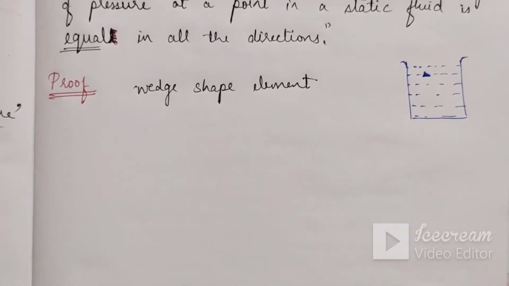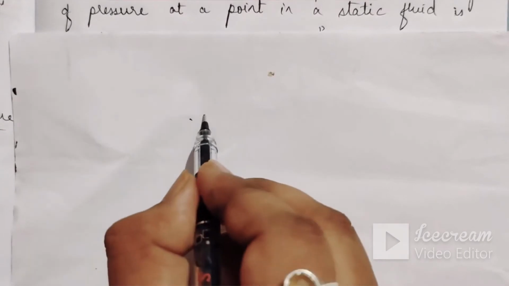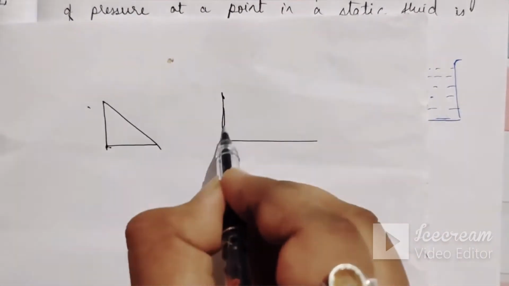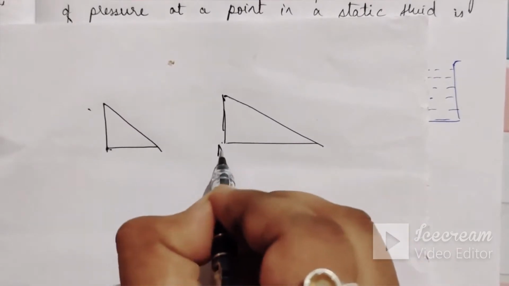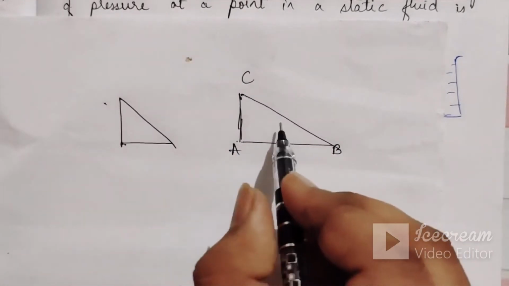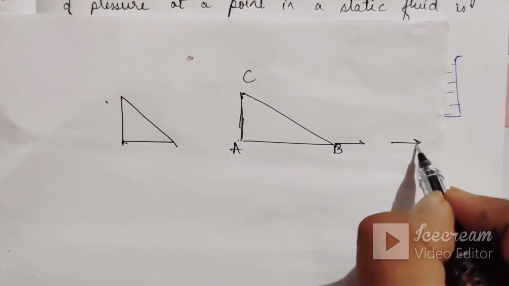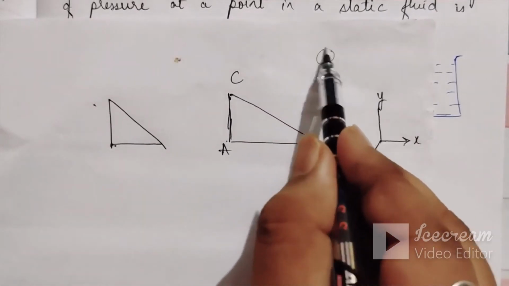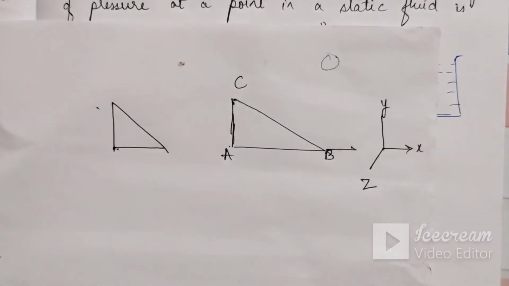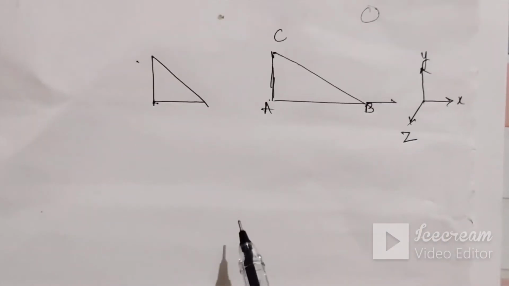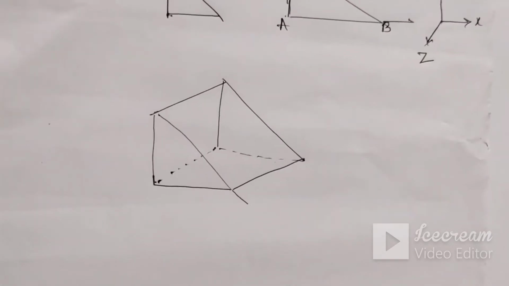See here, one minute. Why a wedge element? If I draw the wedge element in 2D, it is somewhat like this, A, B, C. I can assume this in 3D terms as X, Y, Z. Taking another shape like a circle would make it difficult to understand what actually happens in the fluid. So I'll show you a 3D picture.